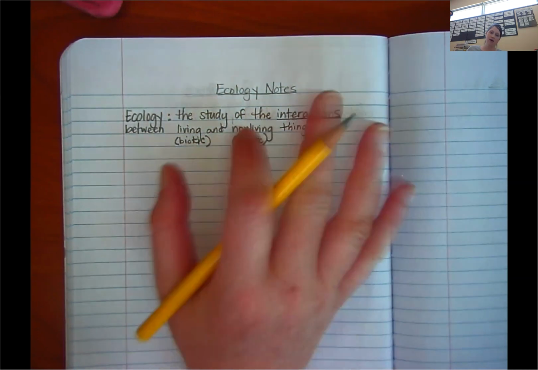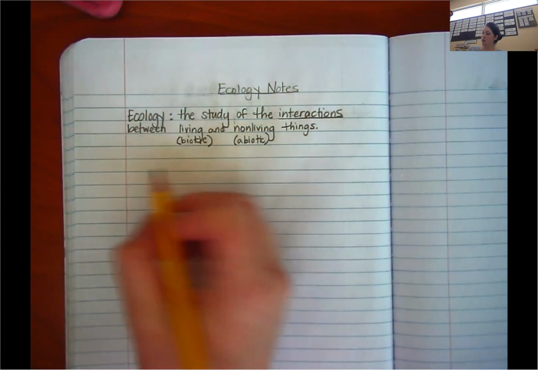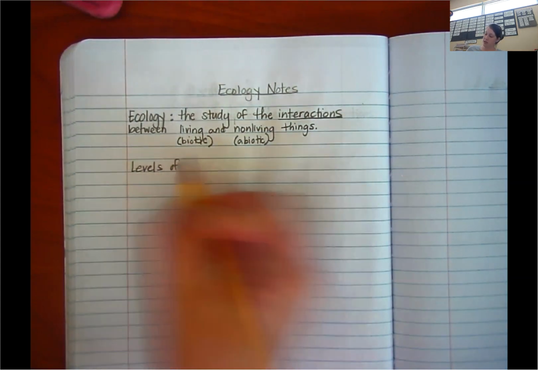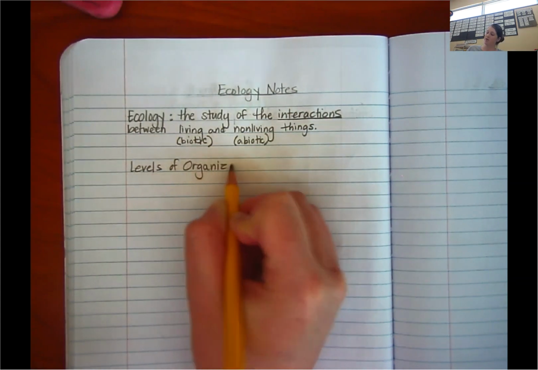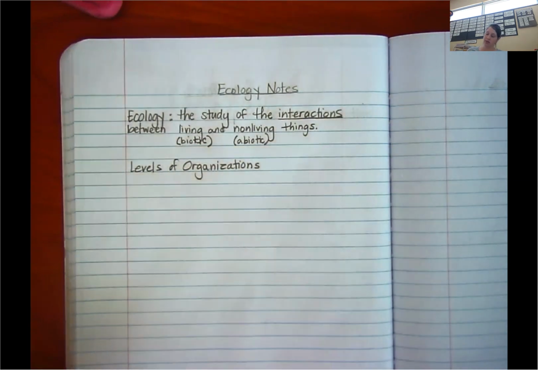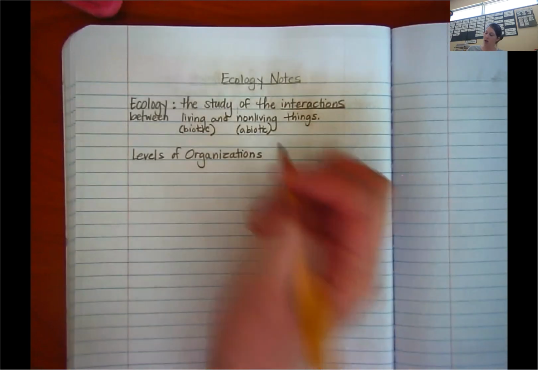We're going to talk about the levels of how that's all organized. So within ecology, it's called the levels of organization. There's so many fields that have levels of organization. This is the levels of organization within ecology. Earlier on in the year, we talked about the levels of organization within the human body. This is a different level of organization.